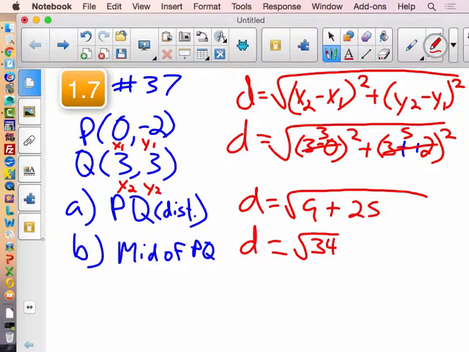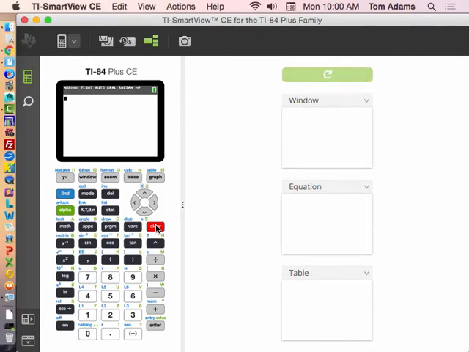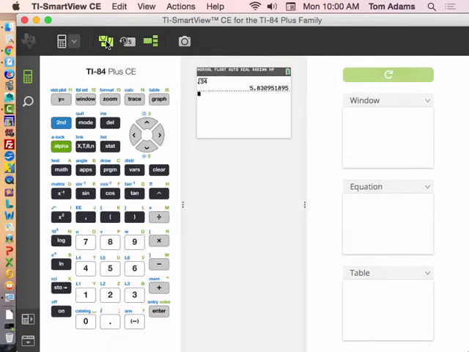Does that approximate to 5.8? Yeah, that's about 5.8. I suppose I could double check it. Actually, I forgot to say this, but the textbook said round to the nearest tenth. So I'm going to hit second, square root of 34, and then hit enter. Can you guys see that in the back? Yeah. All right. So it's 5.83 and some extra stuff.